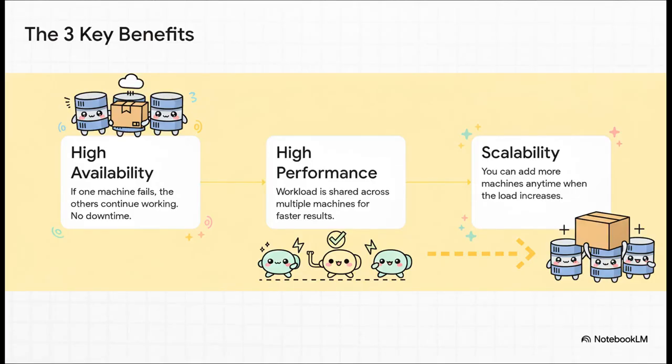First up is something called high availability. So, back to our box analogy, what if one of your friends trips and lets go? The box doesn't drop, right? Because the other two are still holding it. That's exactly what happens in a cluster. If one computer fails, the others just take over its workload seamlessly. For you, the user, nothing changes. The app just keeps on working.